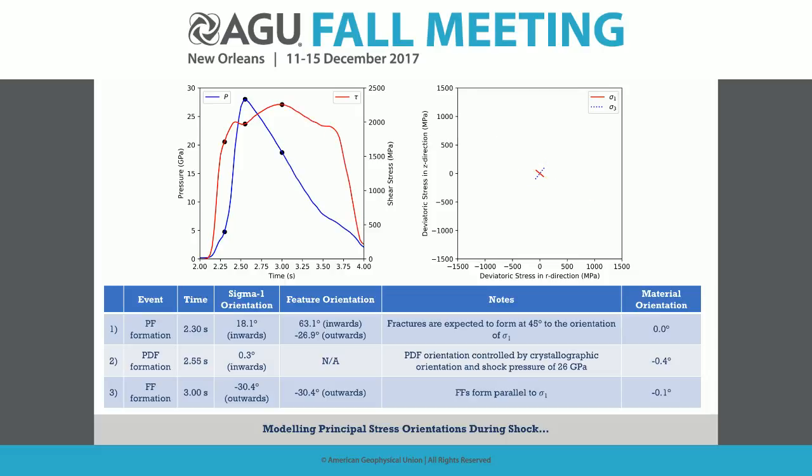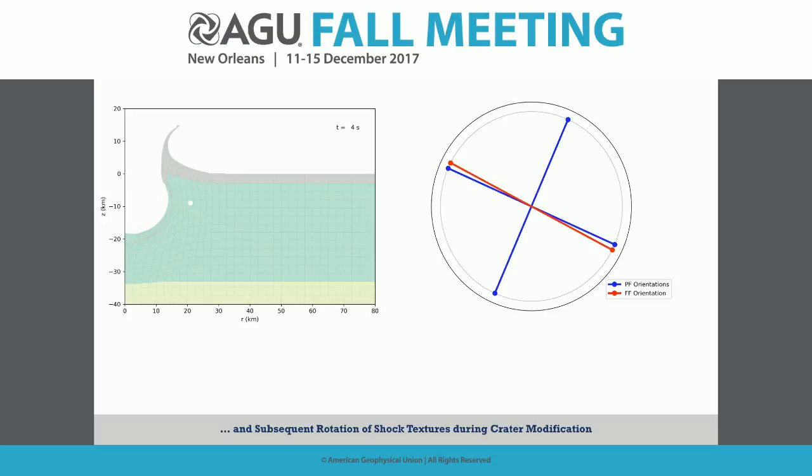Now you'll notice, of course, that these orientations are not consistent with what we've seen in observations, but this is because I've not yet gone into how the crater is modified by later deformation. So what I'm plotting here on the right-hand side is the orientations that I was talking about. This is the 30-degree feather feature orientation dipping outwards, and then these are the two orientations in blue of the planar fracture sets. And what we're going to do is follow the rotational history of the material in the simulation and see how that compares to the observations.